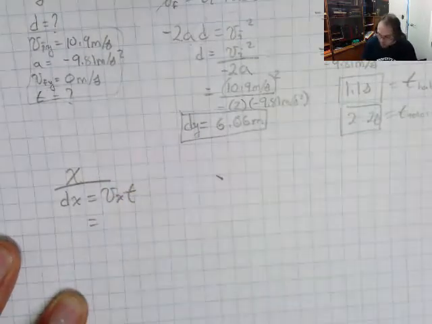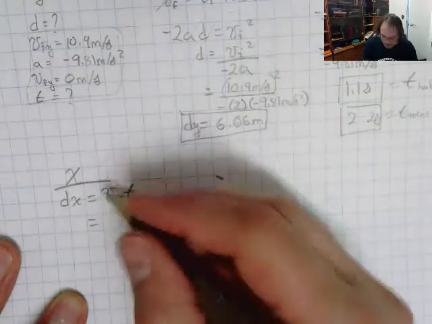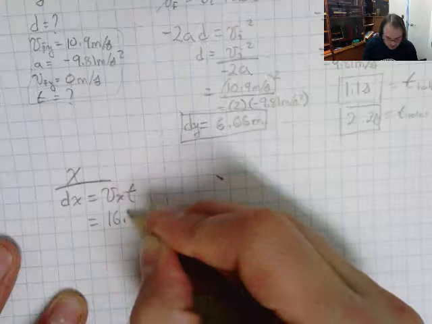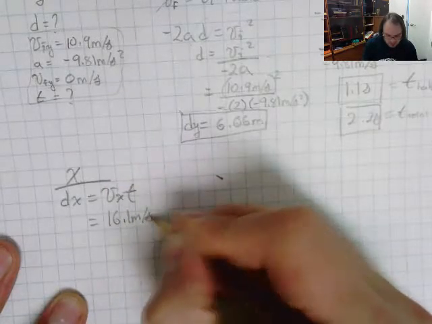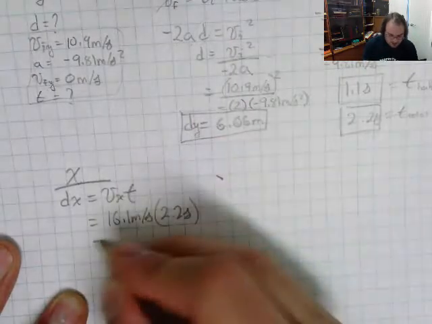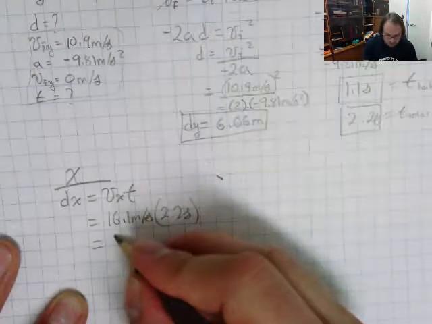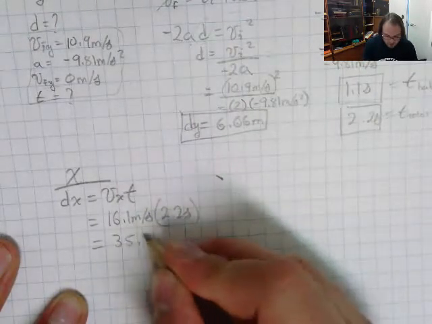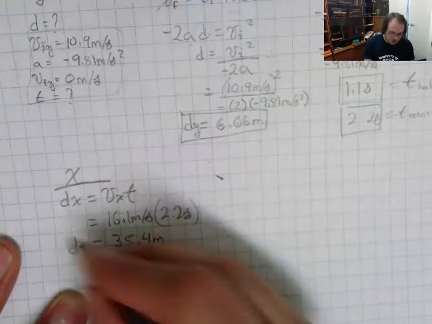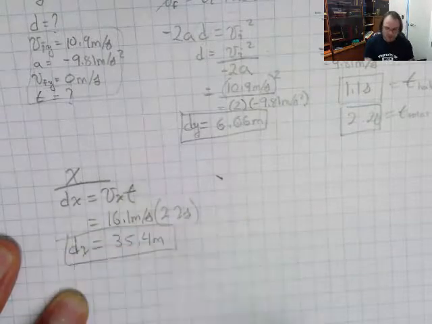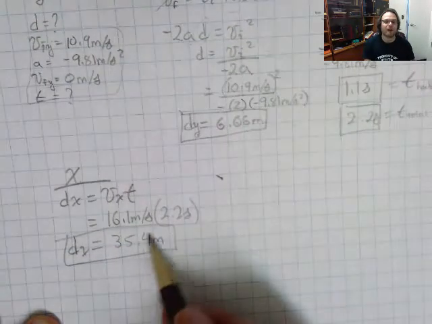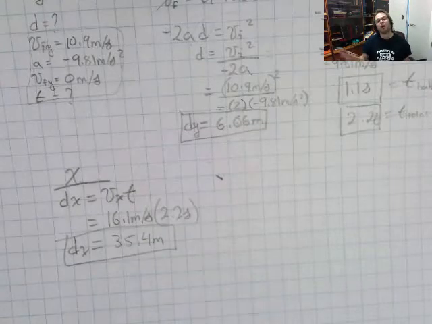So we end up having 16.1 meters per second multiplied by 2.2 seconds, it's in the air. And that's going to end up giving me a total of 35.4 meters. So this flying fish ended up going 6.06, so like 6 meters high, and 35.4 meters far in its jump.